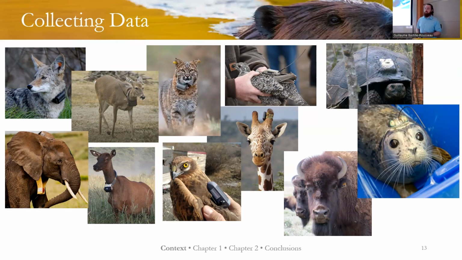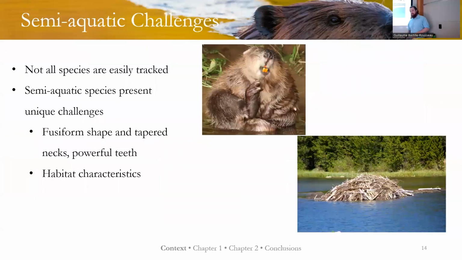But really, GPS telemetry has come a super long way in the last 30 years. We've increased the battery life of these units, we've decreased the size, and we've made them much sturdier so we can track a wider array of species and in a variety of different habitats. Now, that being said, there are still some individuals that are difficult for us to track. And semi-aquatic species really provide some unique challenges with using GPS transmitters.